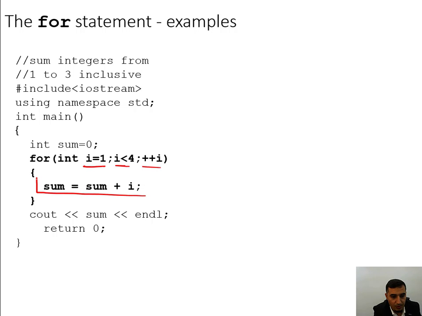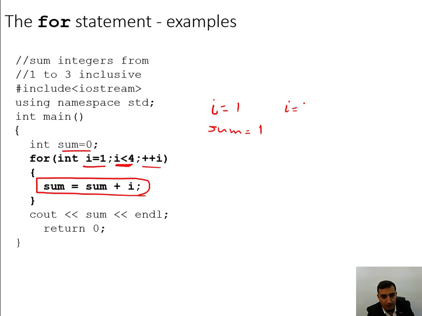So what is the output? To get the output we need to trace the loop. So we start with I is equal to 1. As we start, sum is equal to 0. So is I less than 4? Yes. So sum is equal to sum plus I, which is 1.